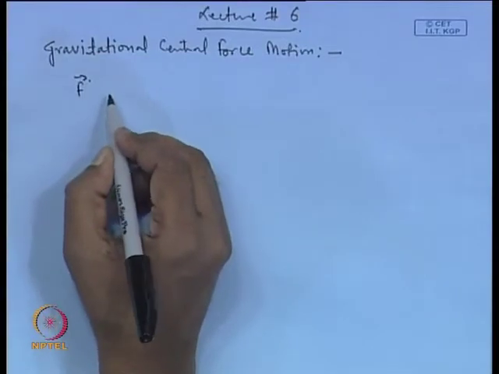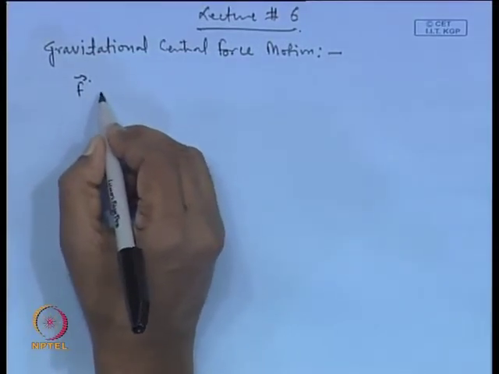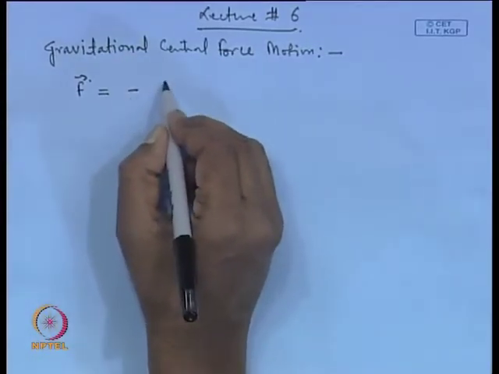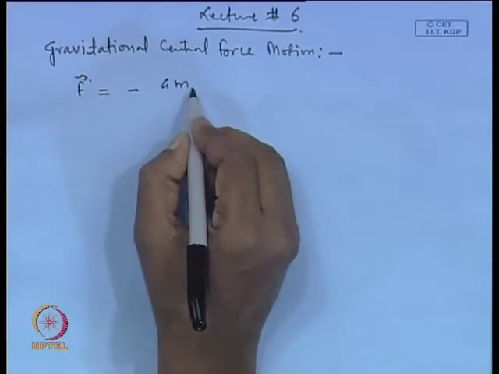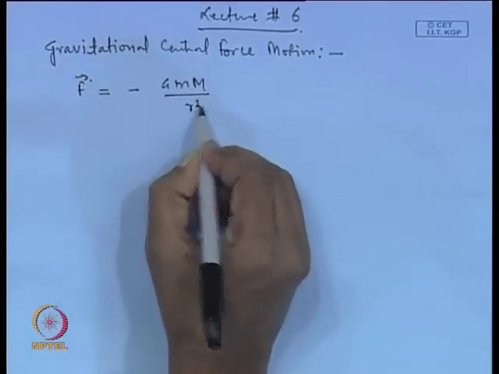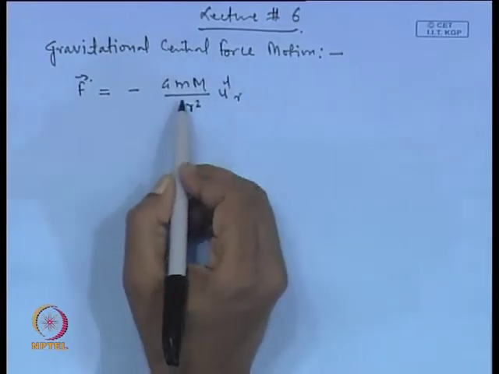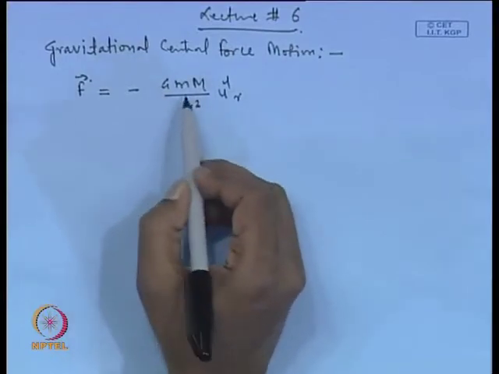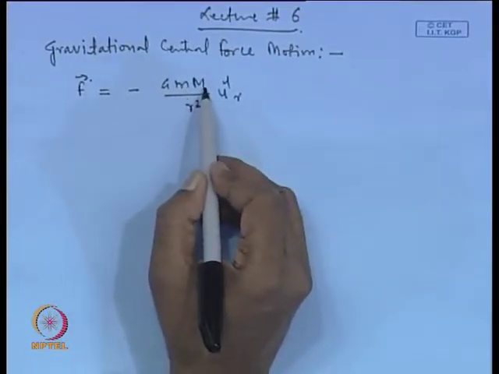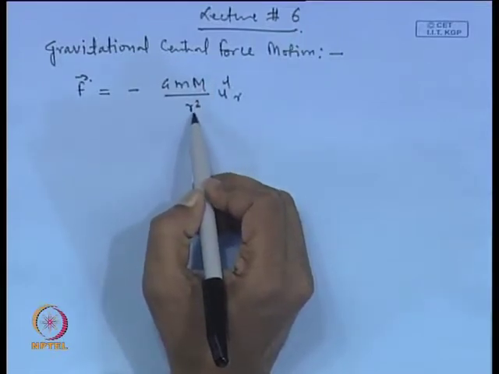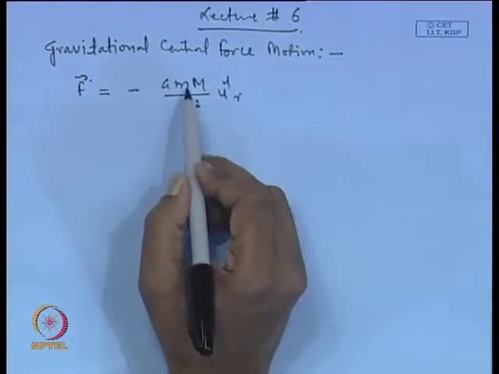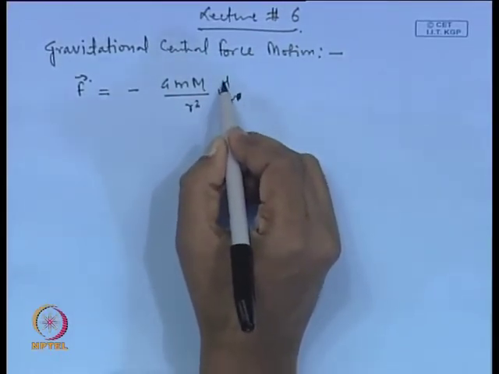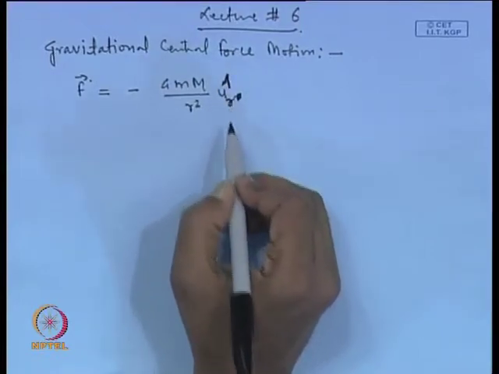So, the equation for the motion can be written as F, where F is the force acting on the particle, is equal to minus G M m by r square u r. This part indicates Newton's gravitational law, where m is the mass of one particle and capital M is the mass of another particle, and the distance between them is r. This is the force acting, and here u r cap is the unit vector in the direction of r.